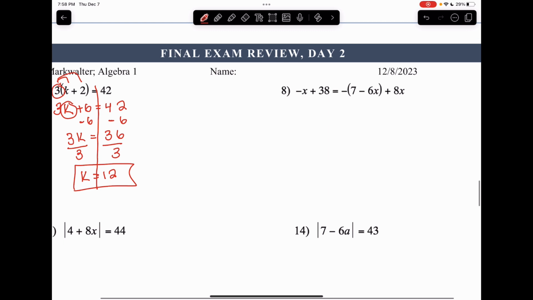For number 8, I'm going to draw a line at my equals, and every time I see parentheses, I need to double rainbow first. Because I just have a negative, I'm going to treat that like a negative 1. Negative 1 times 7 is negative 7. And negative 1 times negative 6x will be a positive 6x. Because when I multiply two negatives together, it gives me a positive. And then I have the 8x by itself. And I have the negative x plus 38 on the left side.